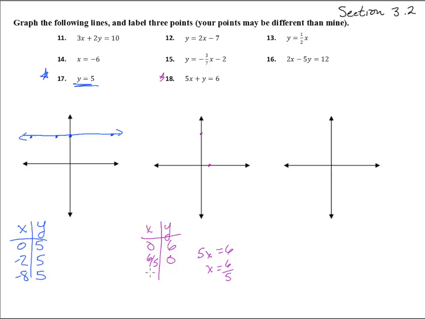And let's do another one. Let's stick a 3 in for x. Oh man, we're probably going to be way down here. But let's try it. Stick 3 in for x, and we get 15 plus y equals 6. Subtract 15 from both sides, and we get a -9. So we're about right there. And yes, indeed, that does fall in line there. Good.